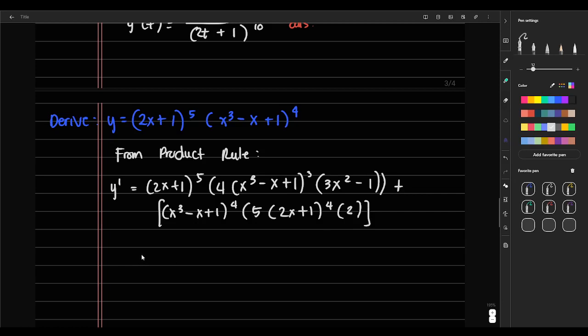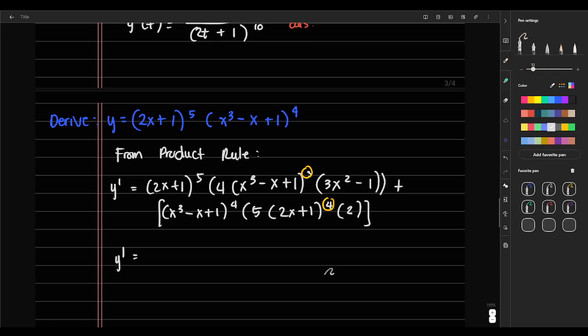You can further simplify this. Okay, how did you simplify this? You could take out the lowest exponent for x cubed minus x plus 1, which is this one, 3. So that gives us the least common multiple, no? And for 2x plus 1, which is 4 here. And that gives us the least common multiple.